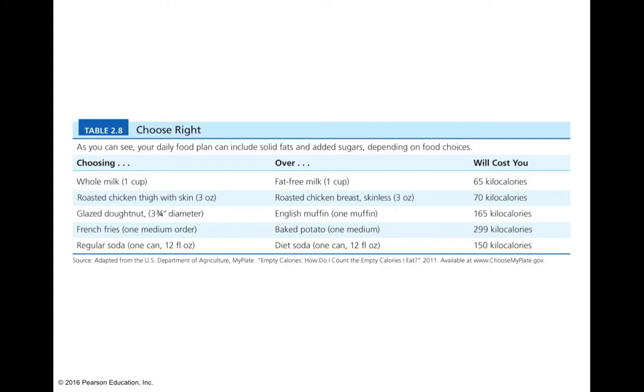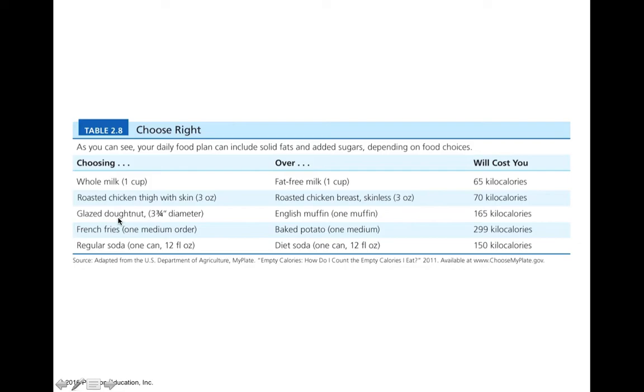So if your daily food plan includes certain things like solid fats and added sugars, you want to make sure that you know it's going to cost you X amount of calories, right? So if you make the choice for whole milk over fat-free milk, that's a difference of 65 kcal. The difference of a roasted chicken thigh over a roasted chicken breast, both 3 ounces, is a difference of 70 kcal.